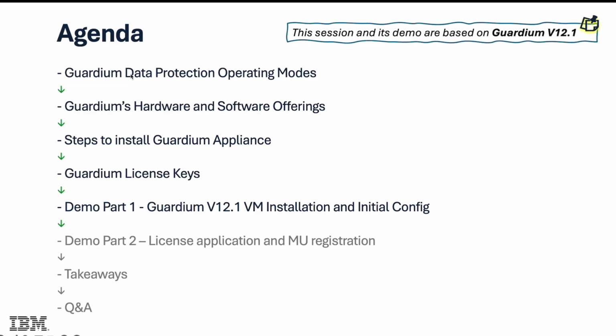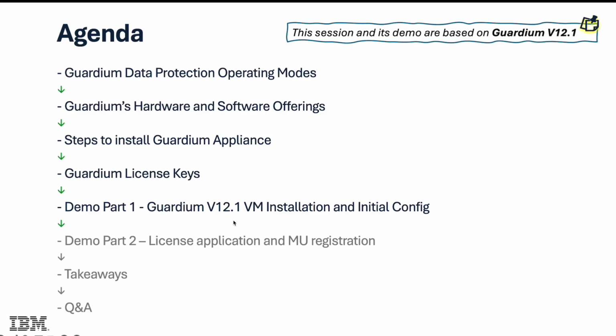In this training, I will start with an overview of Guardium's operating modes, hardware and software offerings. Then we will move to the installation steps and the licensing. After that, I will do a demo installing Guardium Virtual Appliance version 12.1 on a VMware ESX server. We will wrap up with the key takeaways and the Q&A. In part 1 of the training, I will cover all points up to the demo part 1.